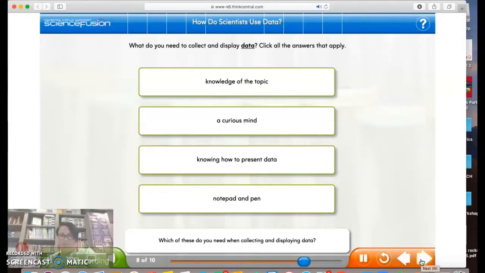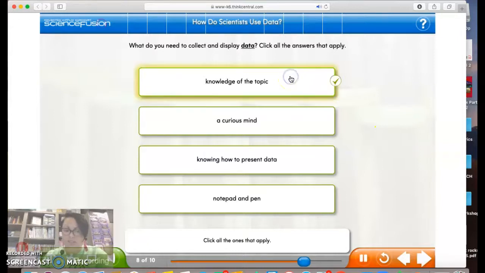Which of these do you need when collecting and displaying data? Click all the ones that apply. Let's see. Do we need knowledge of the topic? I think so. We need to understand what we're asking. Great. You need to know something about the topic you're investigating.